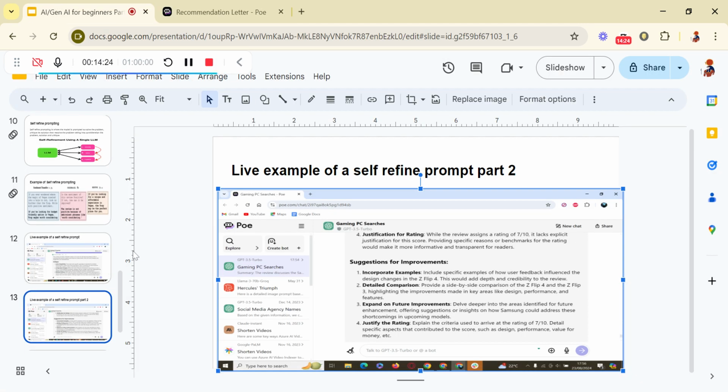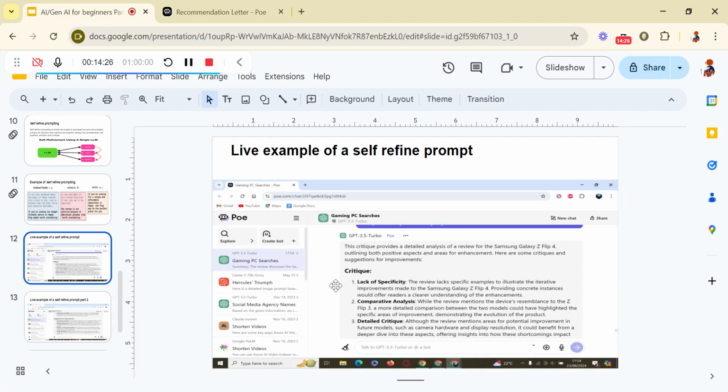Now, if we were to go back to the slides, this is after asking a different chatbot to review it. This is the first half of its review. It's given us a list. First, for the critique, it's given us a lack of specificity, how there was little comparative analysis and it should be more detailed, as well as a more detailed critique overall.